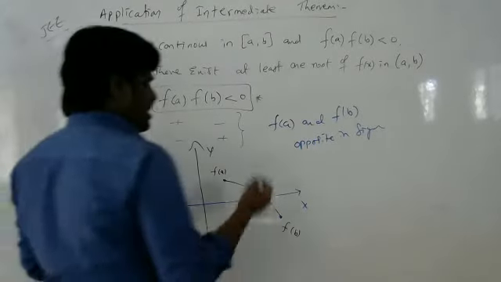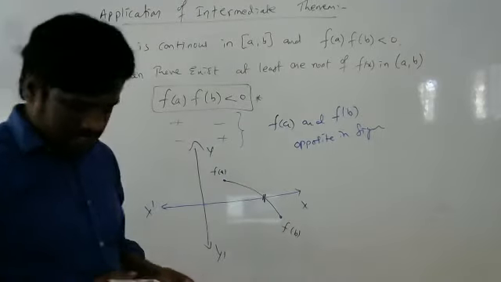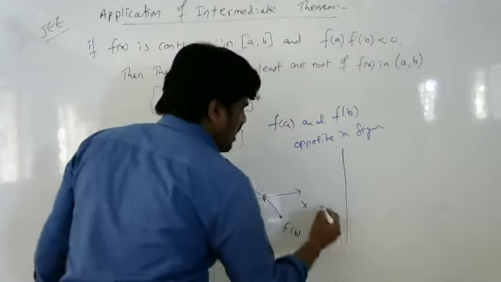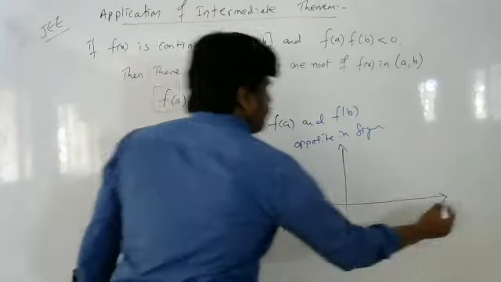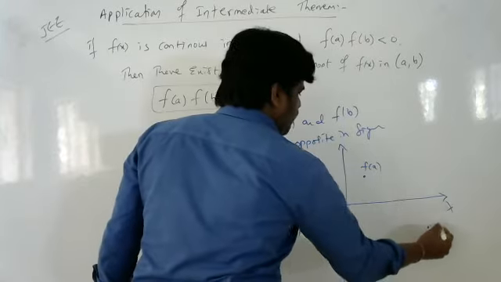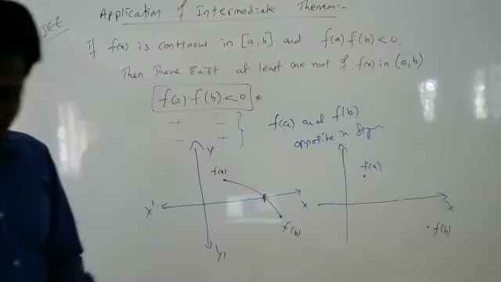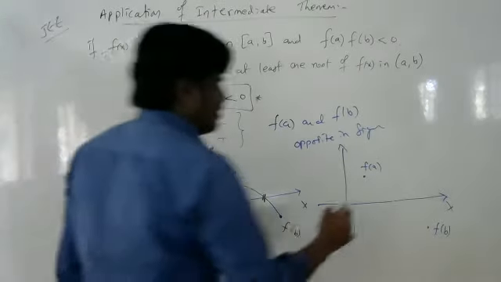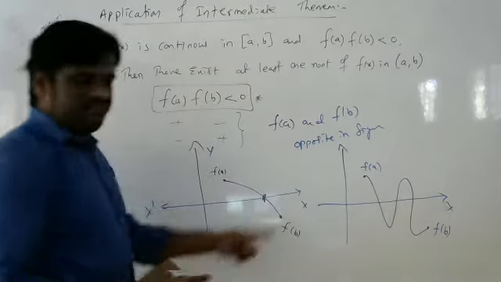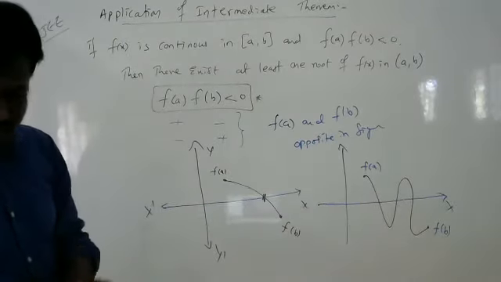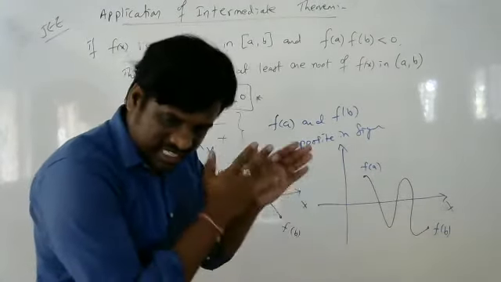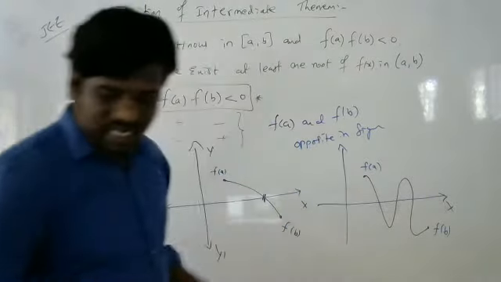Let us see one more way. At least one means it can touch at more than one place. Why not? Suppose you have a graph like this. This is the x-axis, this is the y-axis. Now f(a) is here and let us take f(b) here. f(x) is a continuous function, and the function is like this. Anybody can say this is a continuous function, and if I join f(a) and f(b), at least one root is guaranteed.